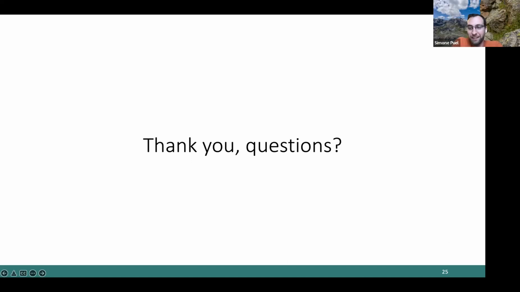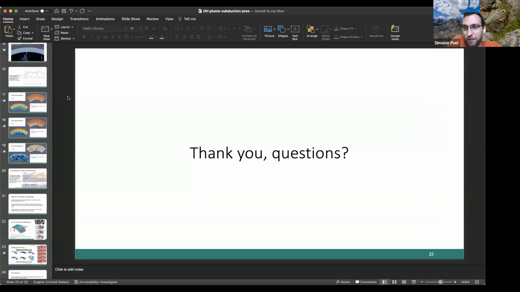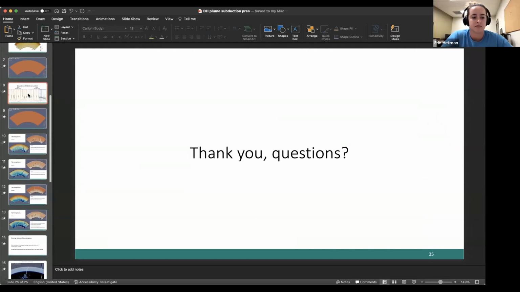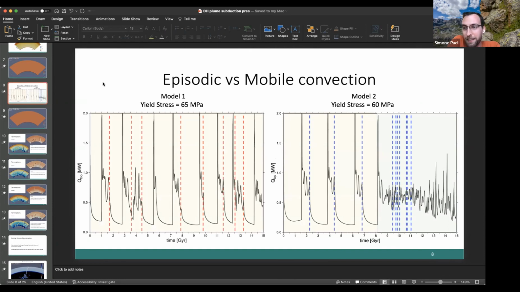I do have a question, Erin. So the difference between episodic and mobile convection, what you change is just the yield stress from 65 to 60 MPa, right? Mm-hmm. So why only 5 MPa just change completely the dynamics of convection?